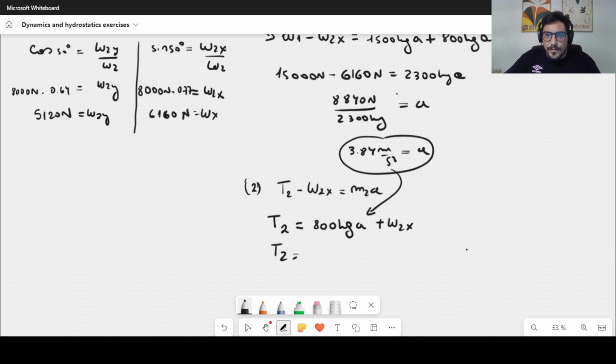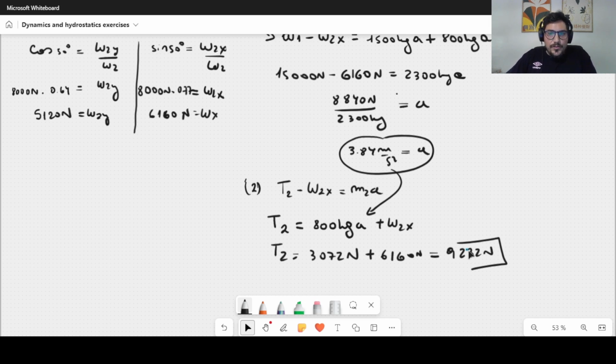So in the x coordinate, 800 times 3.84, that is 3072 newtons, plus weight 2 in x, which is 6160 newtons. So the final value is 9232 newtons. Okay, that's the tension. So now we have solved the first item.